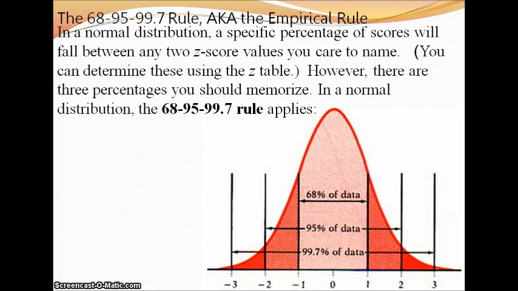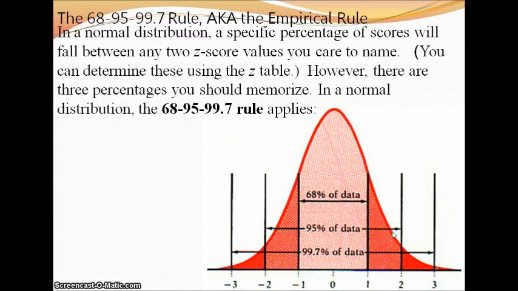Okay, we're back. We're going to talk about the empirical rule, also known as the 68, 95, 99.7 rule. In a normal distribution, a specific percentage of scores will fall between any two z-score values that we want. However, a common set of z-score values are between -1 and 1 standard deviations, or -2 and 2, or -3 and 3. And so we should memorize those.